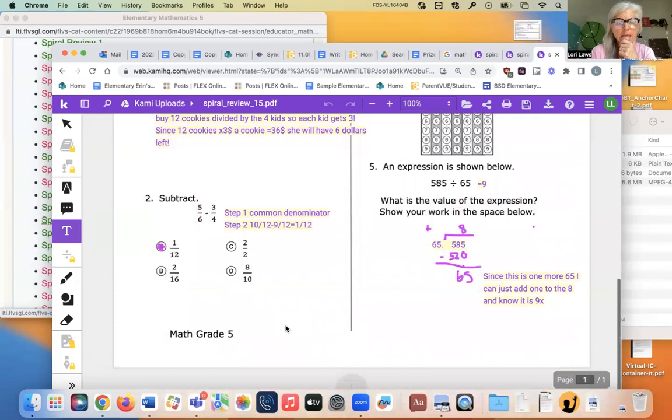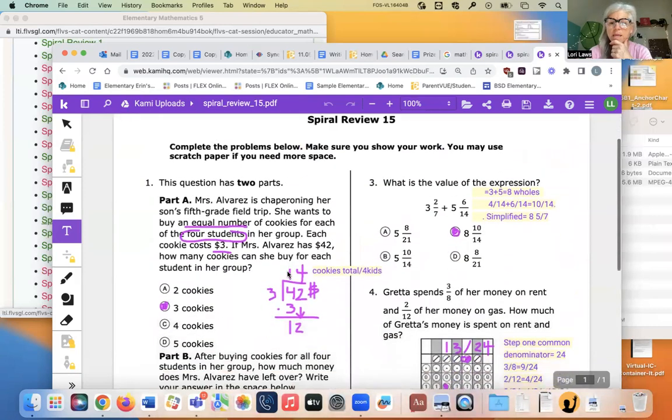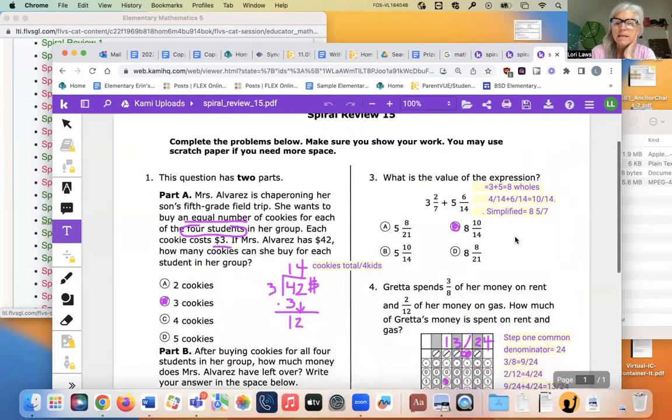Number 2 is A. You just find a common denominator and subtract. So in this case, I changed the fourths and the sixths into twelfths. Okay, number 3 is C. You add up the whole numbers, 3 plus 5 is 8. Then you change your denominator here, the first one, from 2/7 to 4/14 and add it to the 6/14. You end up with 10/14.